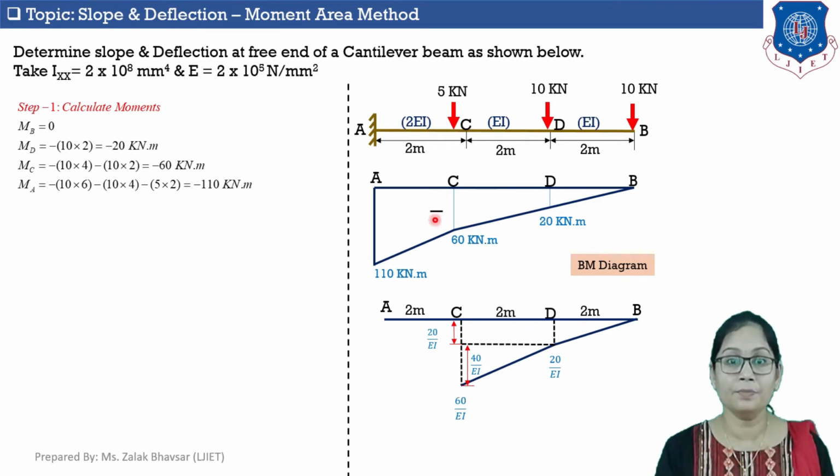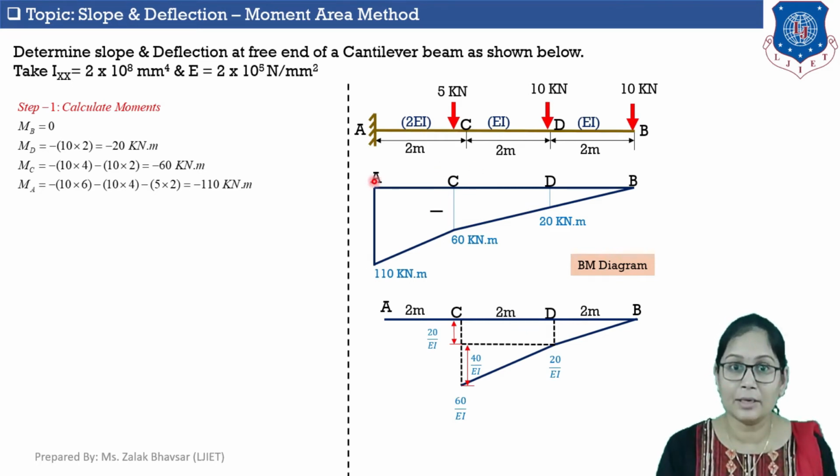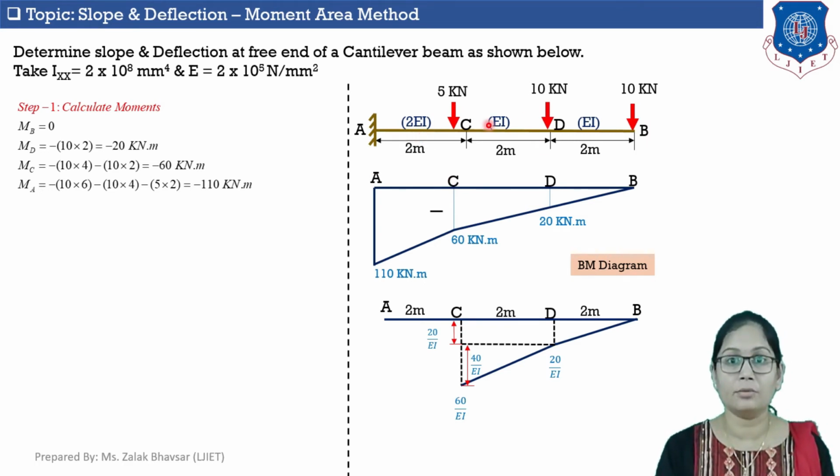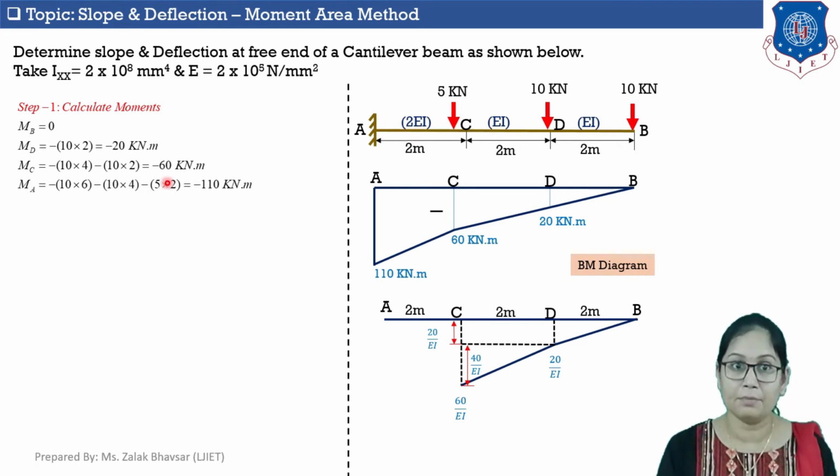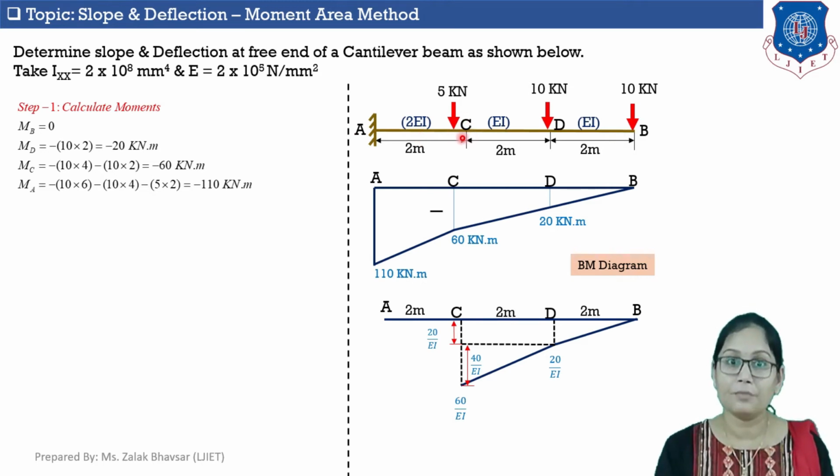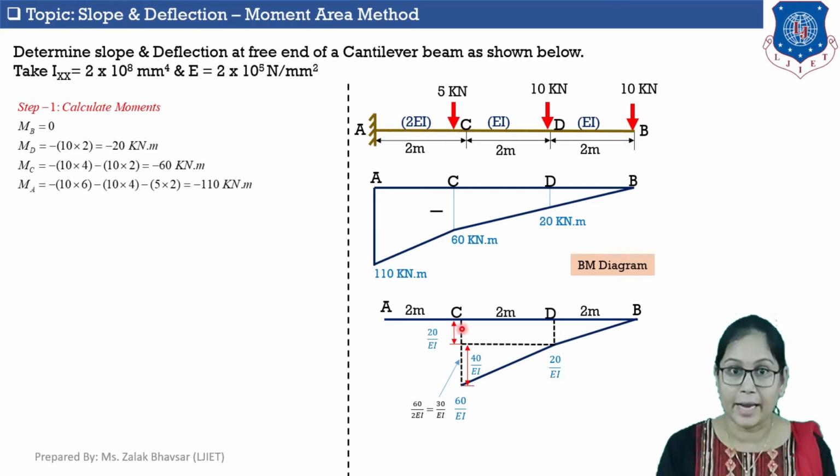Okay. Now, in section A to C, flexural rigidity is twice than that of section C to B. So here at point C, bending moment is minus 60 kilonewton into meter. So here for section AC, particularly for point C, if I consider M upon EI, then it will be 60 upon 2 EI. So at point C, M upon EI will be 30 upon EI.